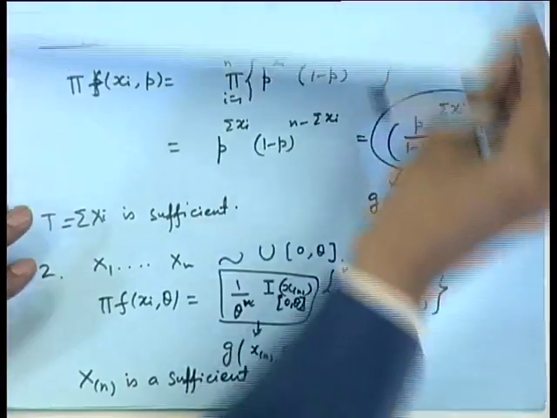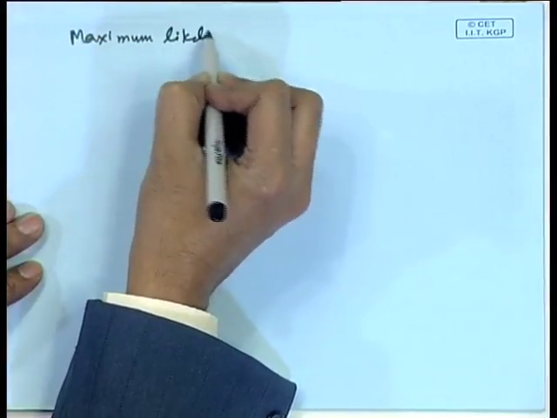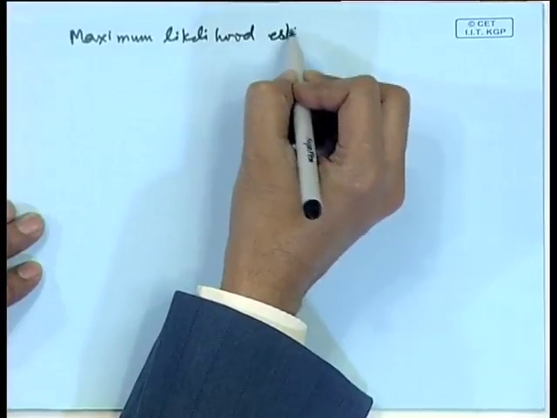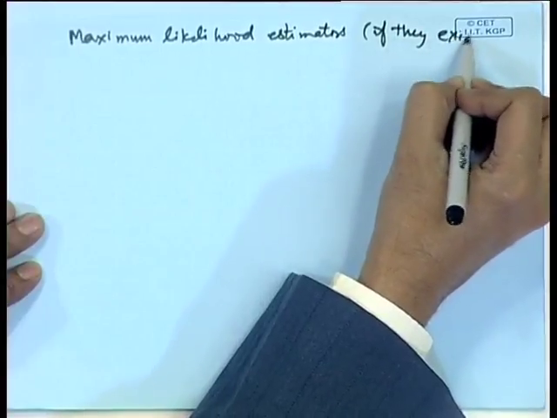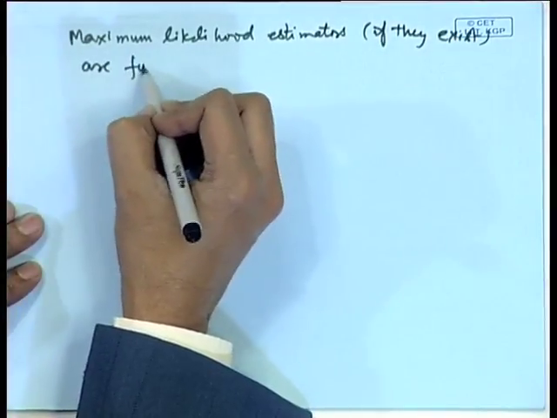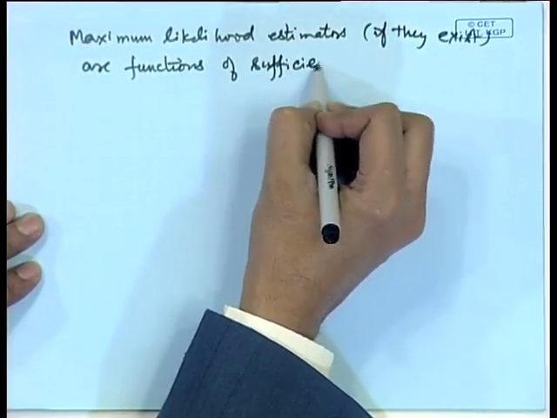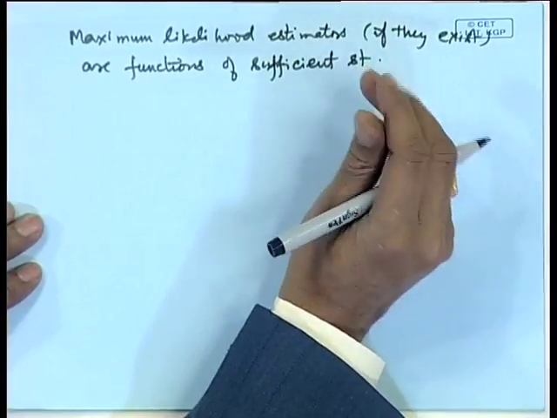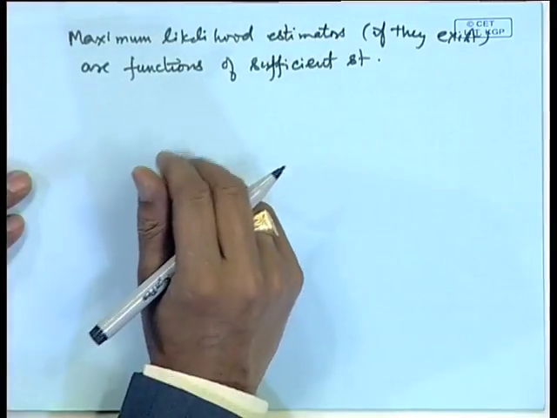So, we conclude here that maximum likelihood estimators, if they exist, are functions of sufficient statistic. So, that brings us the importance of sufficiency. That means, whatever inference we draw, finally, we can restrict attention to the sufficient statistics. We will look at further examples of this later.